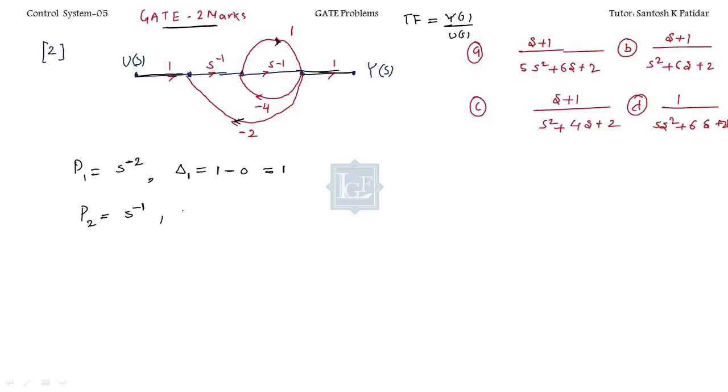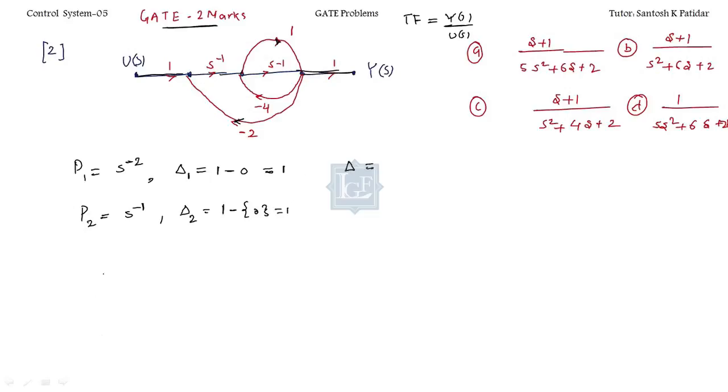Okay friends, so what about del 2 related with P2? It will be 1 minus the sum of individual loop gains which are non-touching with P2. Everyone is touching with P2, am I right? Yes. So it will be 0. Finally you have 1. Now let's come to del.